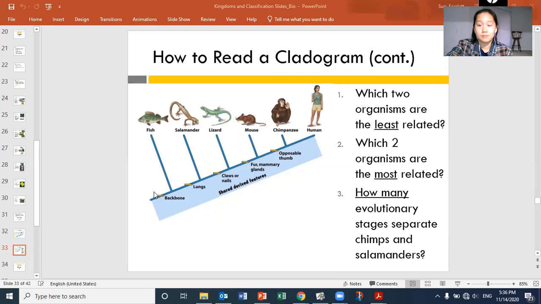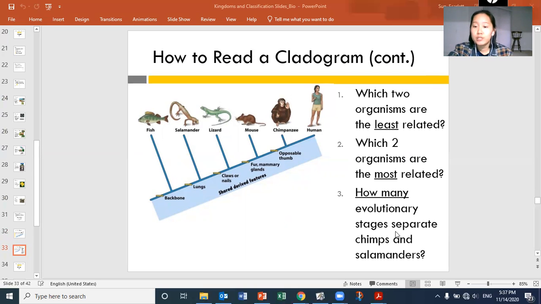That's it. Which two organisms are the most related? The answer would be the chimps and the humans, because do you see any trait differences here? Do you see any little tick marks that show a trait difference? No, because the last trait that develops between chimps and humans was the opposable thumb. So you know that humans and chimps have a very recent common ancestor, and they don't have that many differences because there's no major trait difference marked on either branch.